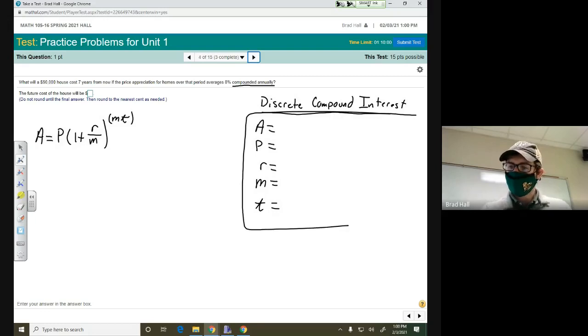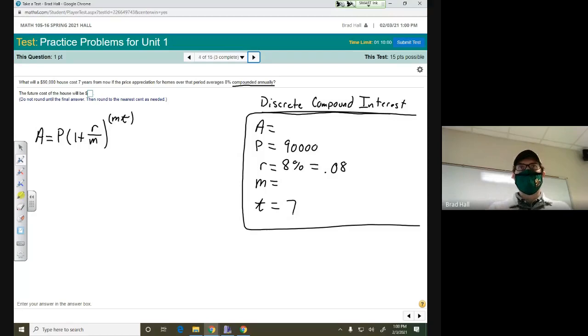Okay, so what will a $90,000 house cost 7 years from now? Well, if anything, time is 7, but that one's clear. The $90,000 house sounds like that's a principal value. But what will this cost 7 years from now? Of course, rate is 8%, which we can go ahead and convert. We do need to convert here because we're doing the formula ourselves.